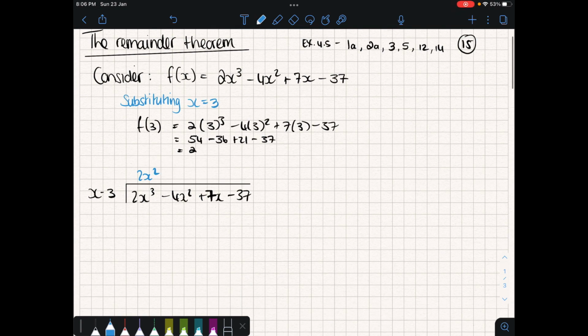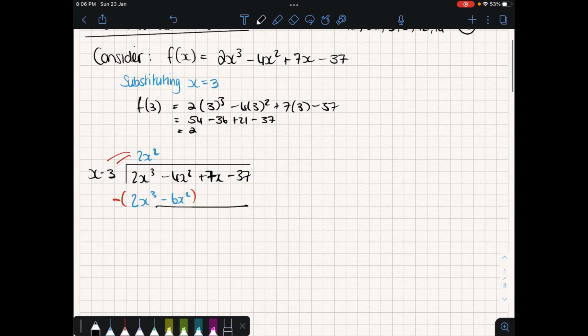And we'll multiply through. So we need to multiply into both terms, and we would get 2x cubed and minus 6x squared. Okay, and then we would subtract. And we have minus 4x squared minus minus 6x squared, so that's going to become positive. So we'll get plus 2x squared, bring down 7x. How many times does x go into 2x squared? And the answer would be 2x.